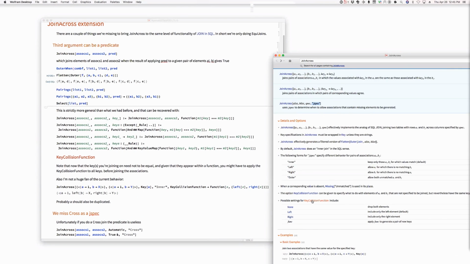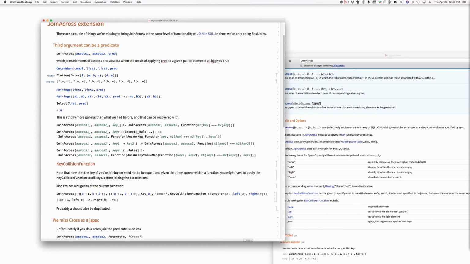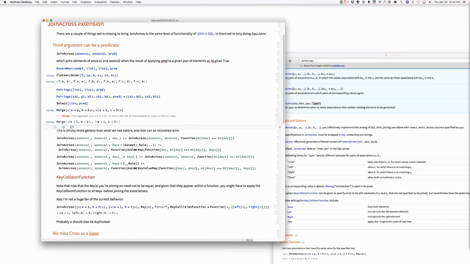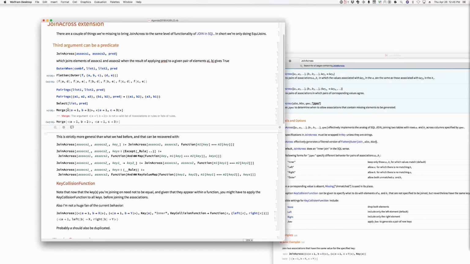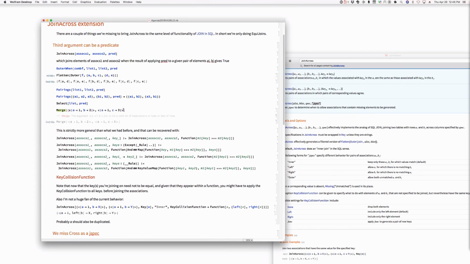So I don't know what is the version of join that can have a key collision function? Oh, actually, it's just association, isn't it? How do you do this? If you want to take two associations, A goes to one, B goes to two, do I say association of that, comma? I think it's merge what you're looking for. Oh, yeah, maybe it is. Right. C goes to three.